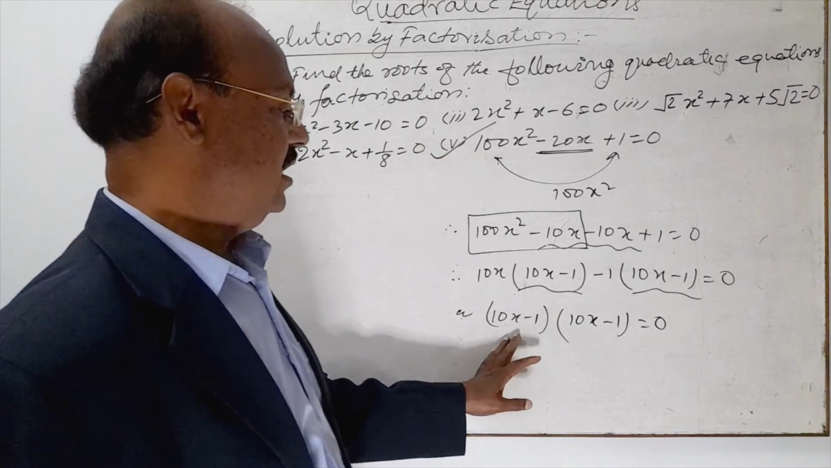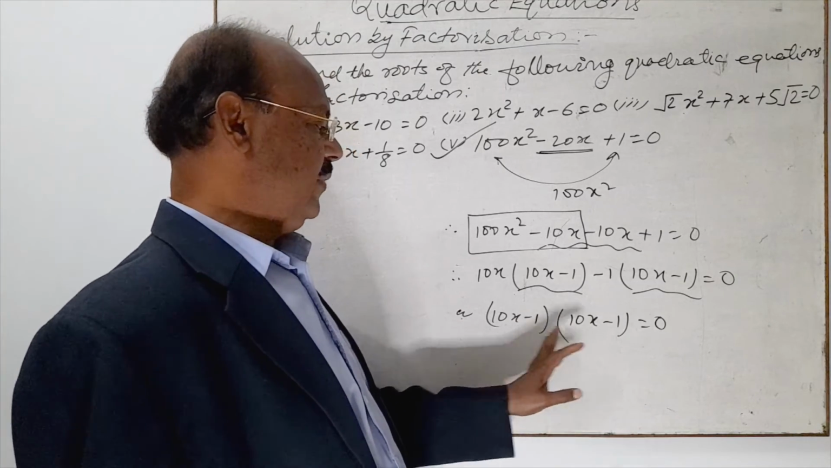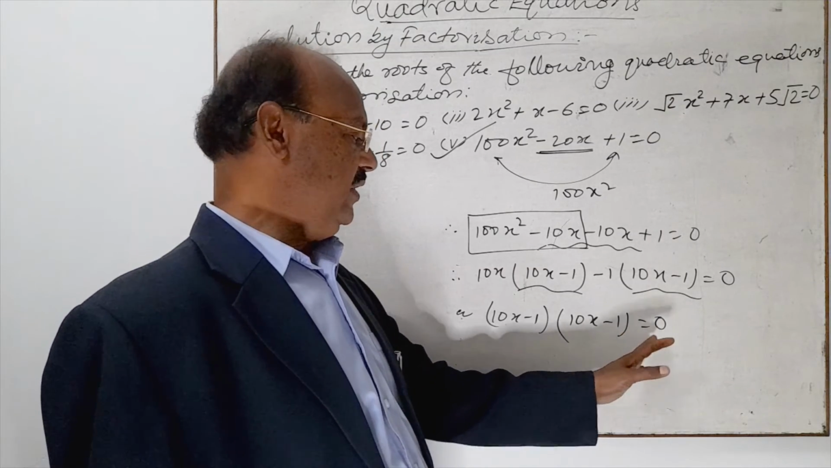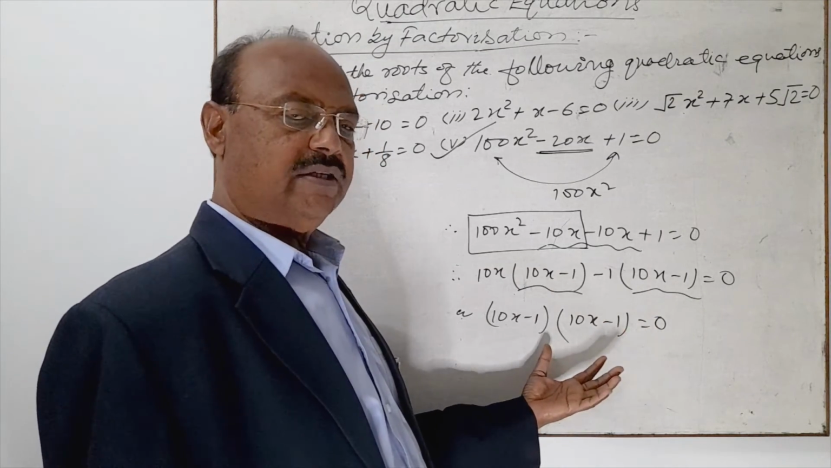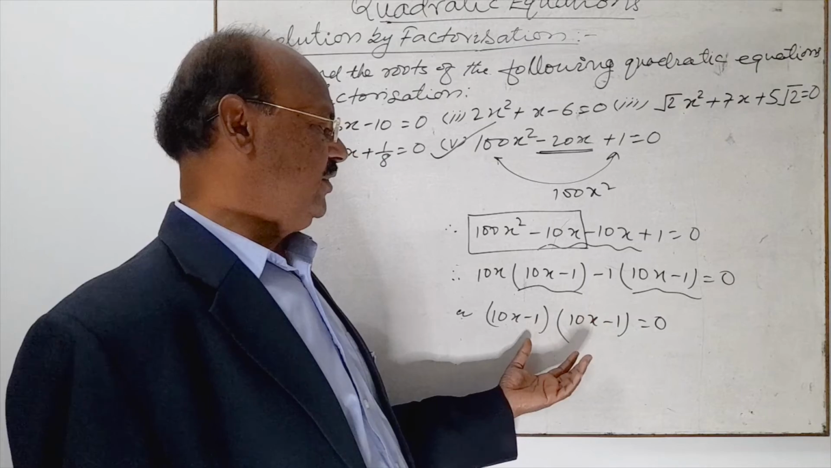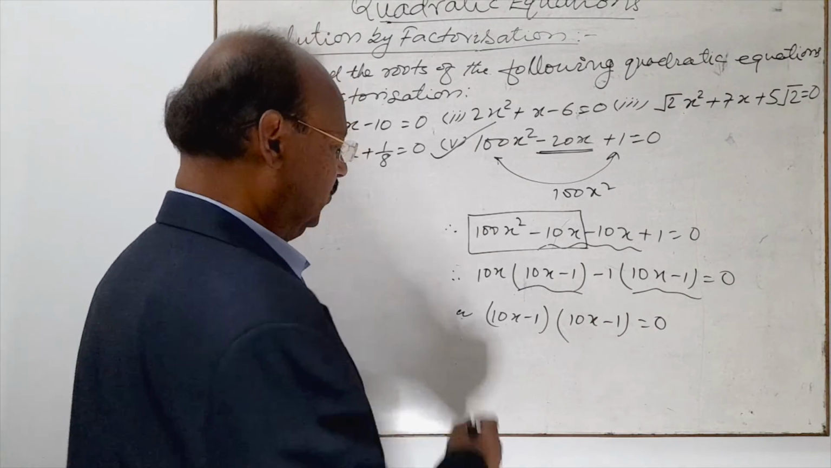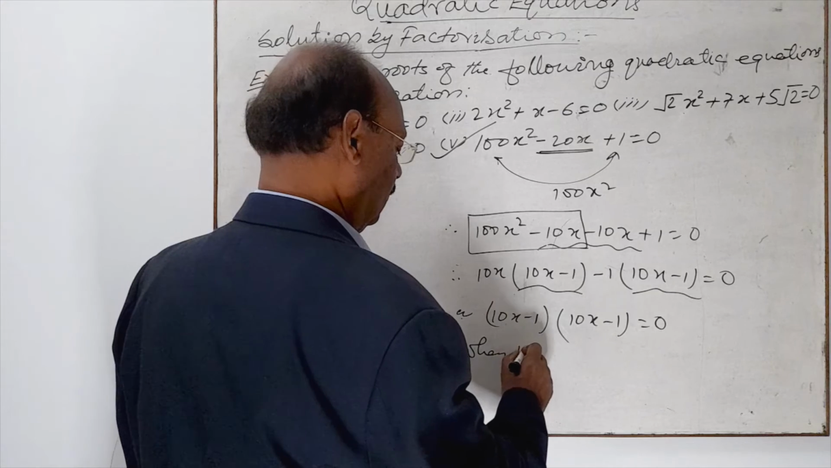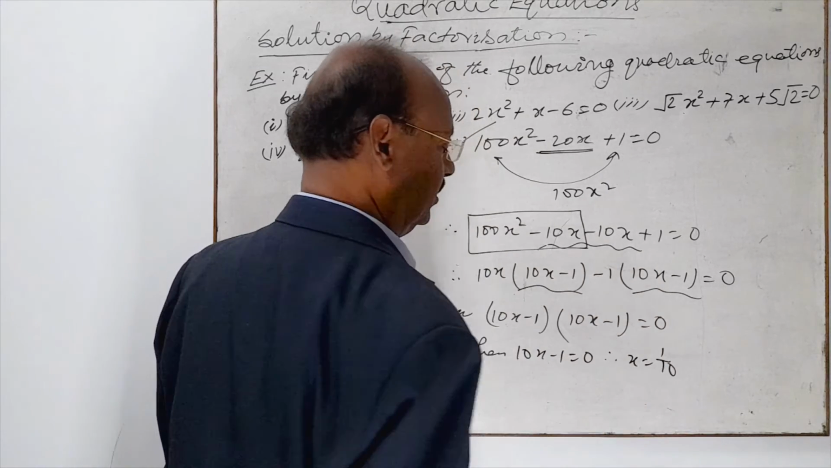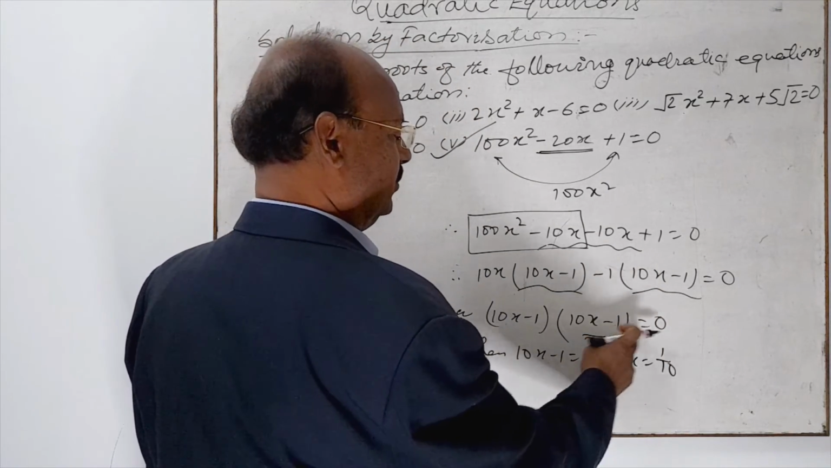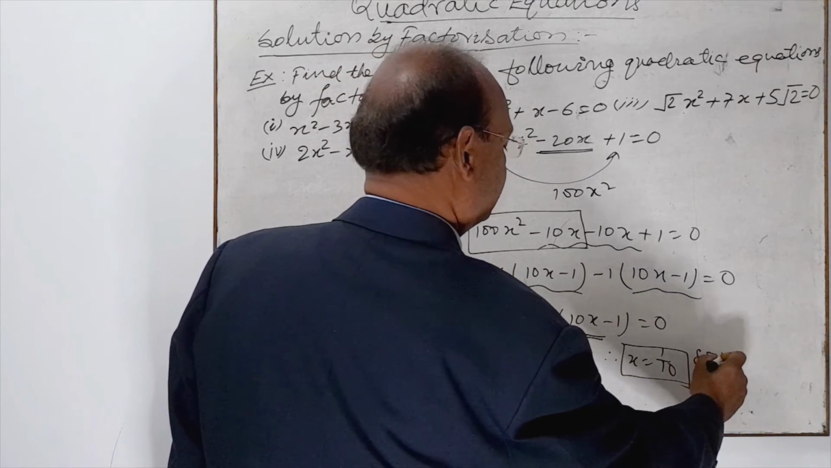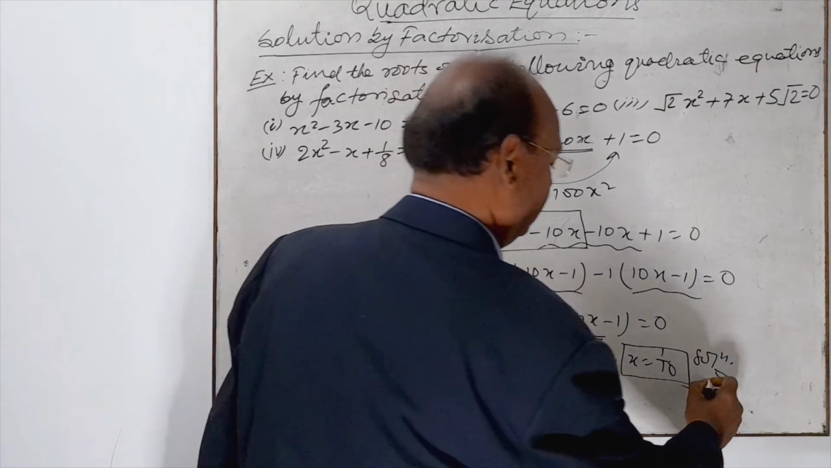So both the factors are the same. You see 10x minus 1. This is also 10x minus 1. Both the factors are the same. It means we'll get the value of x which will be equal. Roots or solutions of the quadratic equation will be the same. So when 10x minus 1 is equal to 0, you are getting x is equal to 1 by 10. From this part also, when you equate with 0, you are getting x is equal to 1 by 10. So this is the solution of the given quadratic equation. So this is the answer.